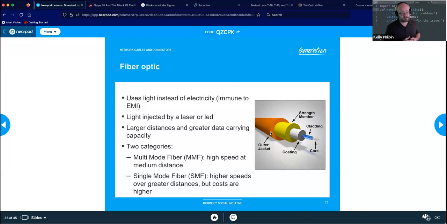So over time, the colors can kind of blend, which can cause issues in data. Now, for long hauls, we use what's called single mode fiber. Multimode typically uses LED. Single mode fiber: high speed, very high speed, greater distances, much higher cost. And it typically uses a laser to push that information out. So a much higher intensity light.